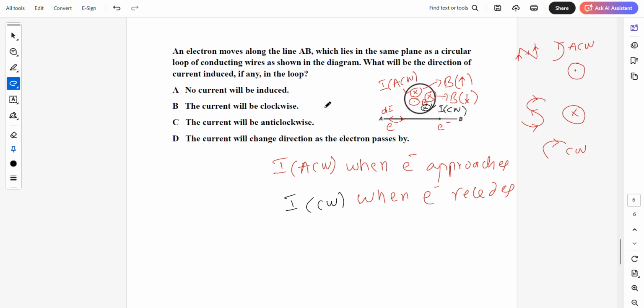Now here, what is it saying? What will be the direction of current induced? No current, no, this is wrong. The current will be clockwise. No, both clockwise as well as anti-clockwise. The current will change direction as the electron passes by. Right, this is the right answer. When the electron passes by, the current will change its direction in the circular conducting loop.